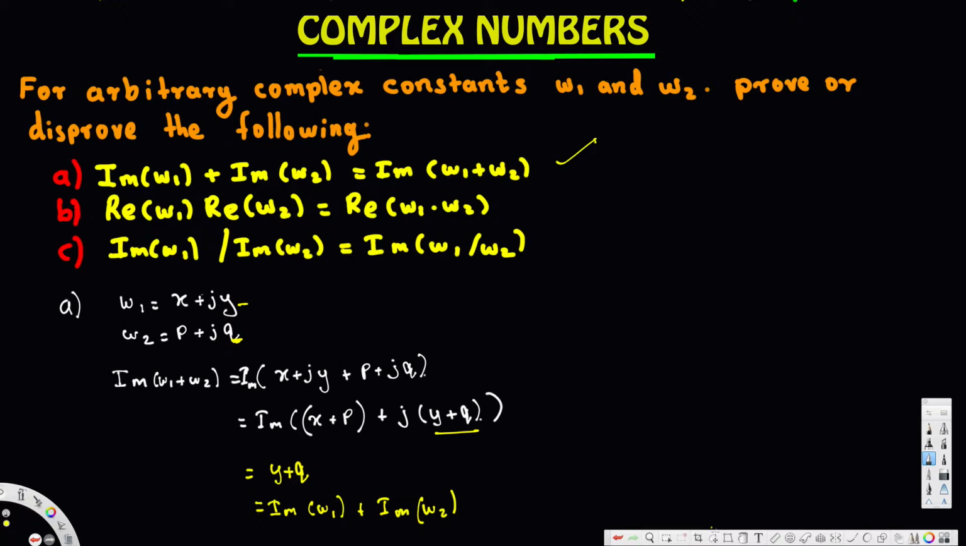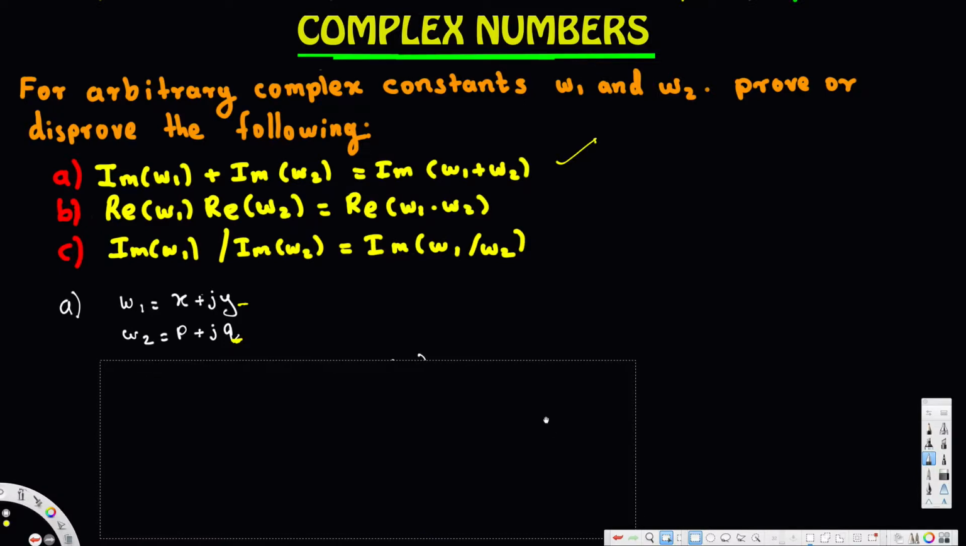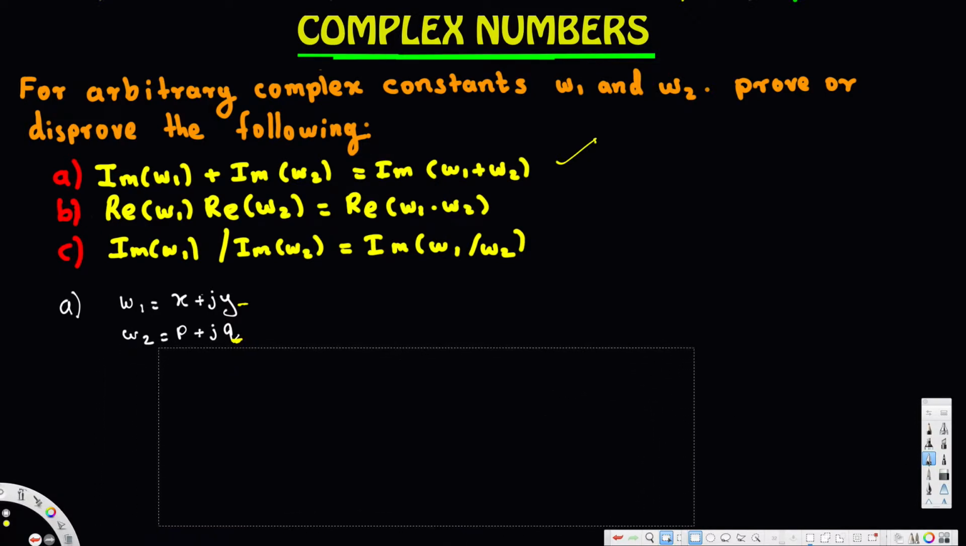Now let's look at the second one. So let's keep this complex number as it is. We are going to use the same complex number. Okay, we are going to do the B part. Let's get rid of this one. This is now the B part.